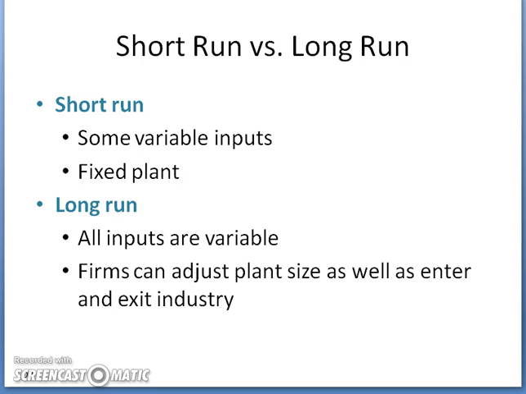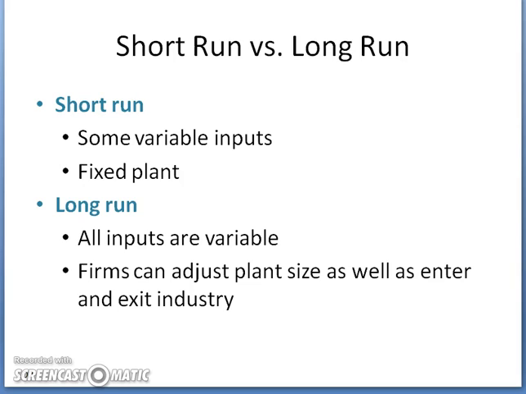The next major concept we have to look at is the short run versus the long run. We can think about this in terms of rate versus capacity. In the short run, we have some variable inputs, but we have a fixed plant. So what that means is we basically have a factory that we can't increase the size of. What we can do is we can add variable inputs to that factory to increase the rate that we produce at. So in the short run, we can have increasing and decreasing rates of production. However, the factory itself can't change.